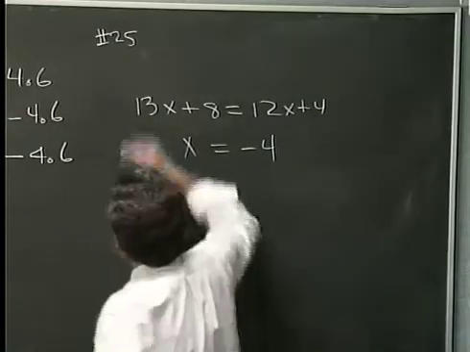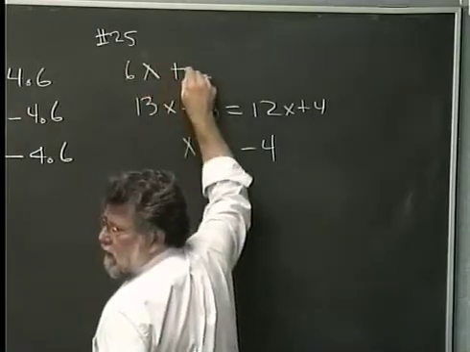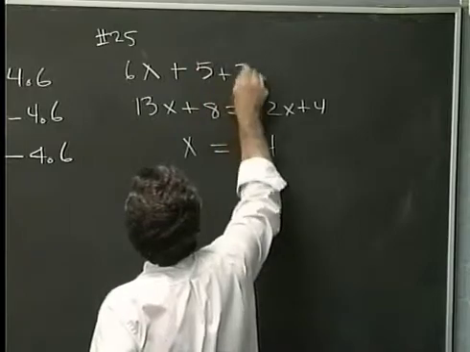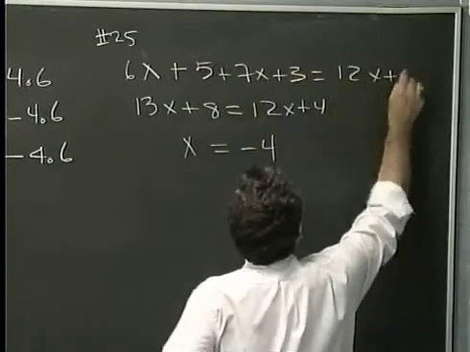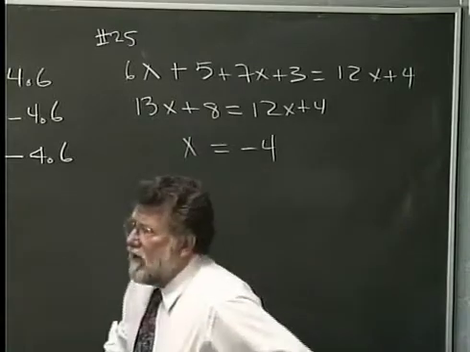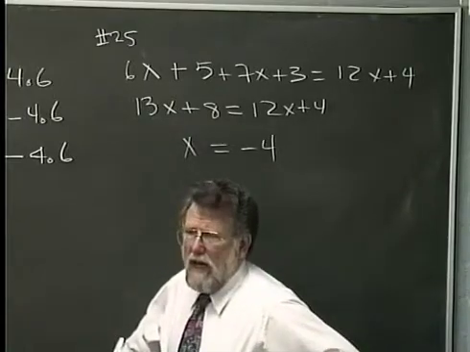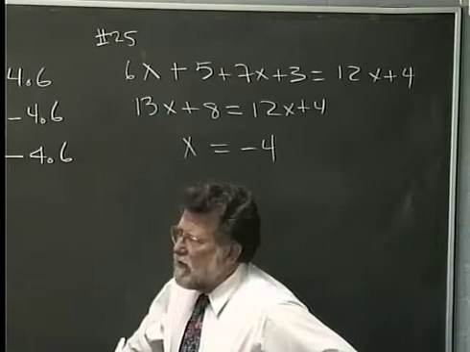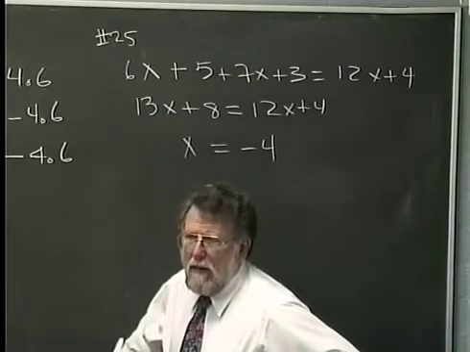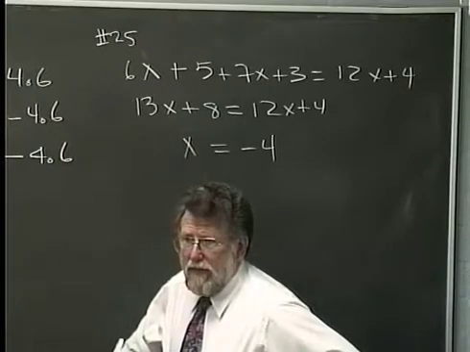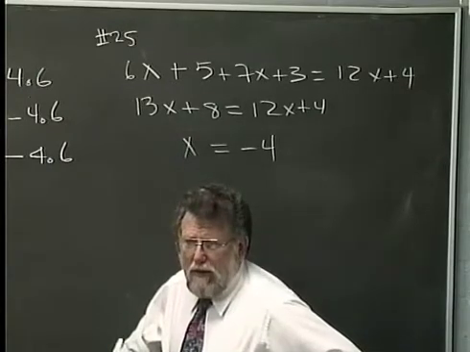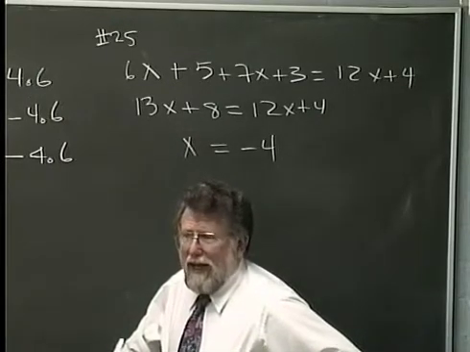Now, the original problem, again, was 6x plus 5 plus 7x plus 3 is equal to 12x plus 4. To do anything less than that is not adequate in your presentation. It has to be that, at least that is a minimum. Original, intermediate step, and answer. And I'd say, given the nature of the problem, that's good.